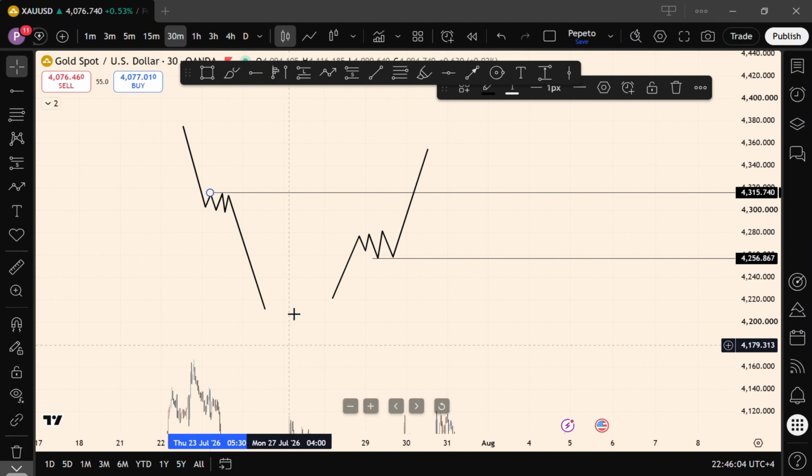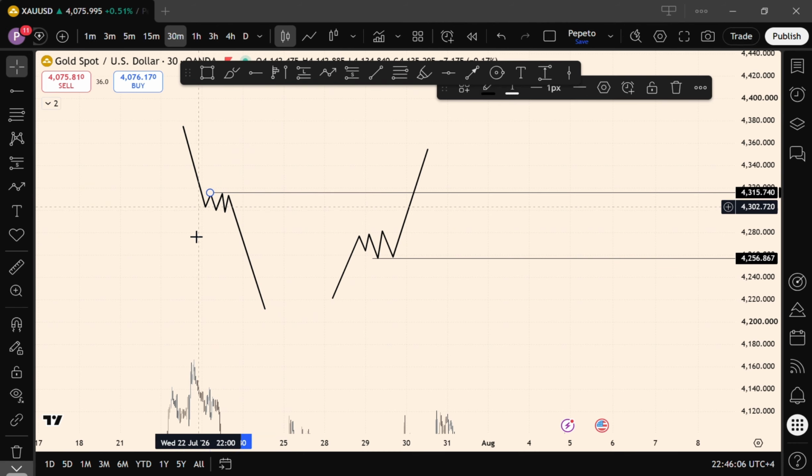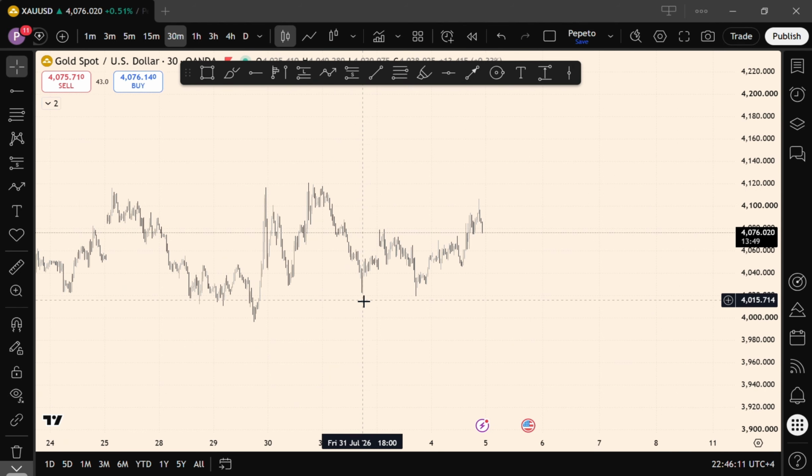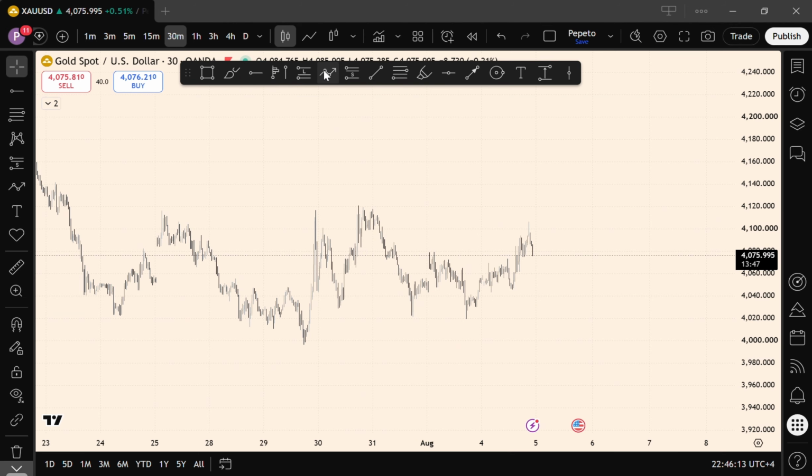When the market returns to this level, we anticipate a possible bearish reaction and another move to the downside. The price may mirror the previous bearish move that happened on the left side. Now let's identify these patterns directly on the chart.